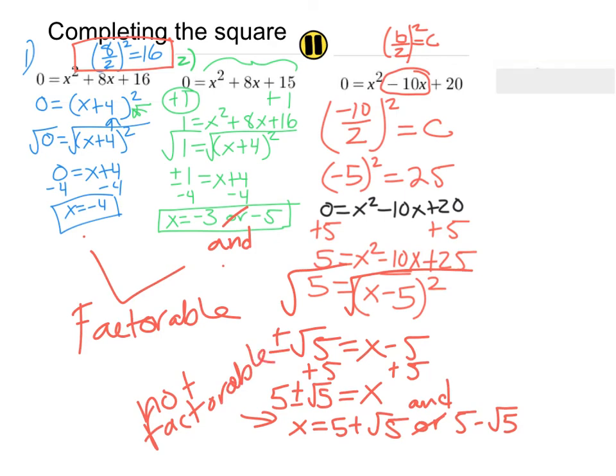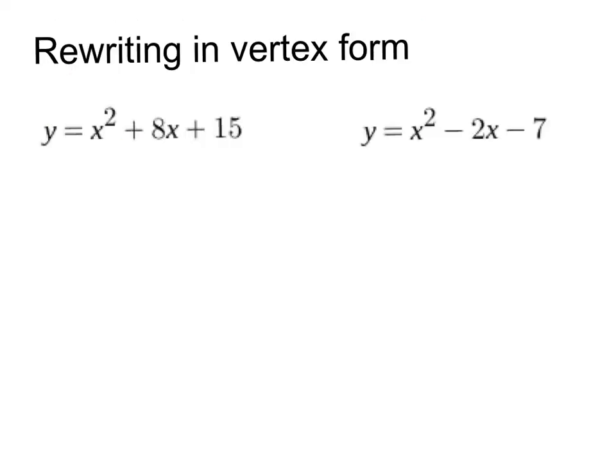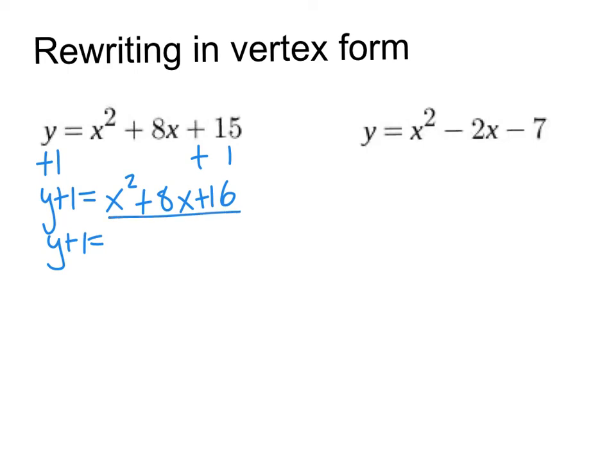All right, now let's learn how to use completing the square to rewrite an equation into vertex form. So let's start by looking at this example that's basically like the one we did before, where it's almost in completing the square form. We just needed to add 1. We're actually going to do the exact same steps here, but we'll leave the y. So this is going to become y plus 1 equals x squared plus 8x plus 16. Then I make this into a perfect square. So x plus 4 squared.